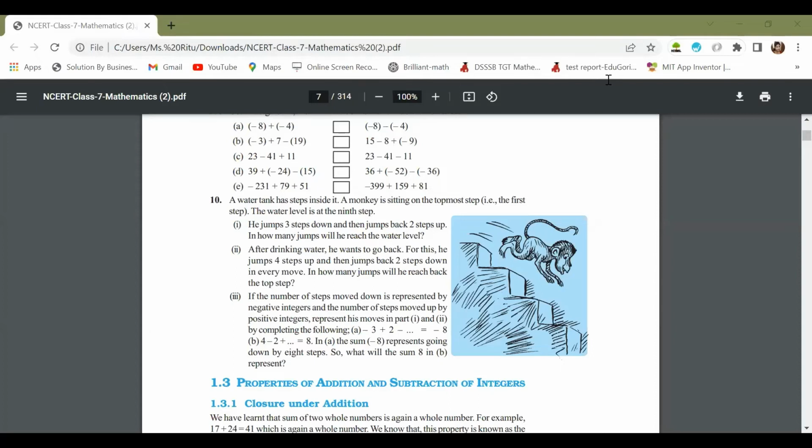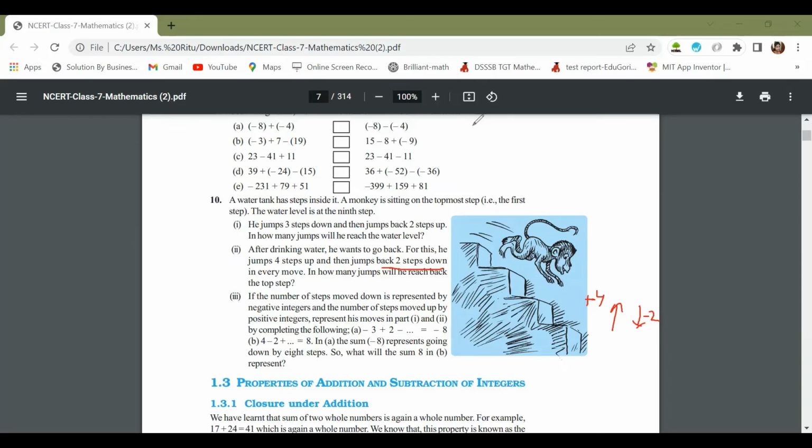Now you may check out the second step here. After drinking water, तो अब वो 9th step पे पहुंच गया पानी के पास. Now he'll drink water and now he wants to go back. अब फिर से वो अपनी पोजीशन पे वापस जाना चाहता है. Now for this he jumps 4 steps up. अब वो नीचे से फिर से ऊपर आना शुरू करेगा. 4 steps ऊपर आएगा पहले, 4 steps up. Up means ऊपर आ रहे हैं हम +4 and then jumps back 2 steps down और फिर नीचे जाएगा 2 steps. तो पहले वो 4 steps up लेगा, फिर 2 steps नीचे लेगा. ठीक है. So this procedure would carry out continuously कब तक, जब तक कि वो first step पे नहीं आ जाता.